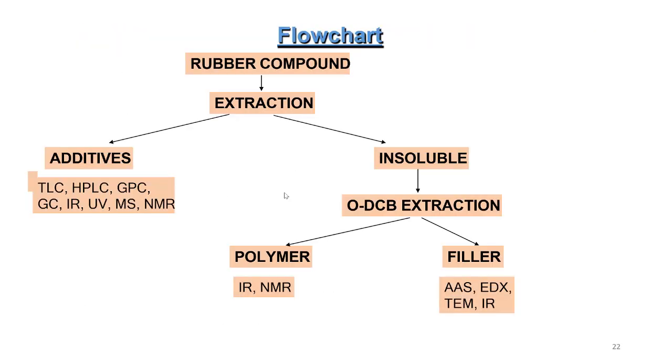So this is the basic flow chart. We have a rubber compound. We extract it to obtain the additives. These additives are characterized using TLC, HPLC, GPC, IR, UV, MS, NMR, etc. Then the insoluble part is analyzed further. The polymer is characterized with IR or NMR, and the fillers are characterized by AAS, EDX, TEM, IR, etc.